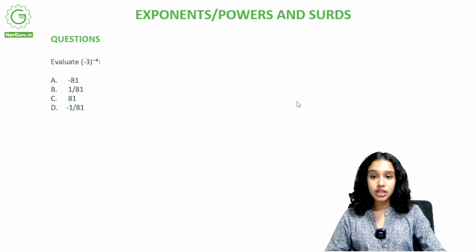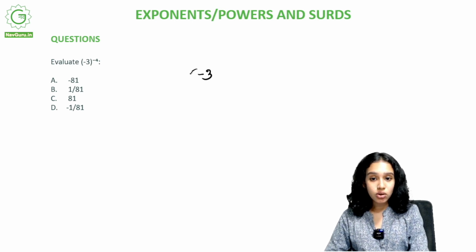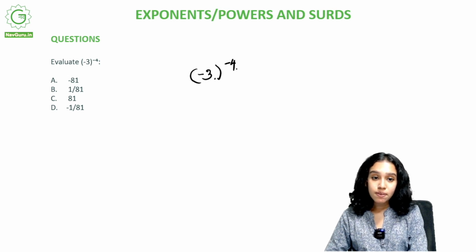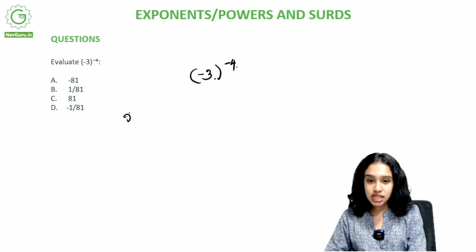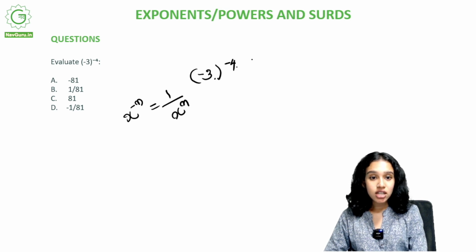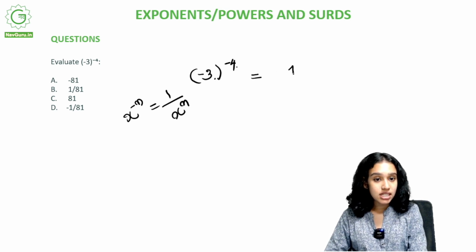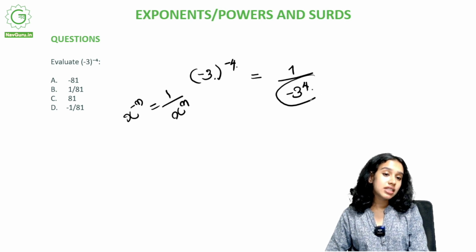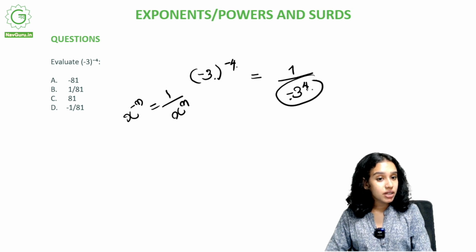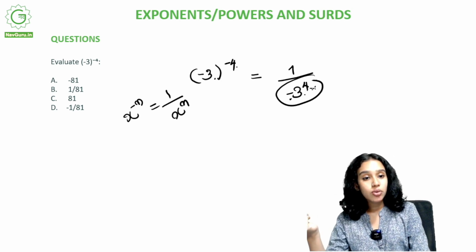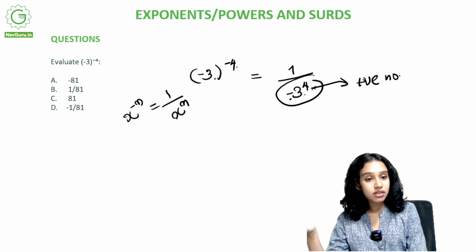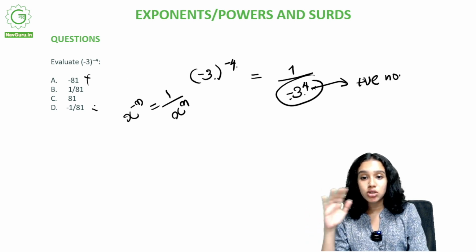Okay. Now evaluate minus 3 whole raised to minus 4. So a number is raised to a negative number. So x raised to minus n is equal to 1 by x raised to n, right? So minus 3 raised to minus 4 is equal to 1 by minus 3 raised to 4. So what is minus 3 raised to 4? A negative number raised to an even number should give us a positive number, right? So these two options are eliminated already.